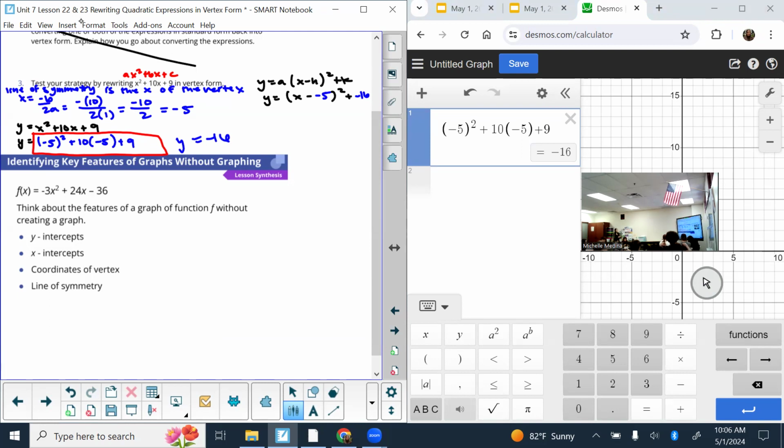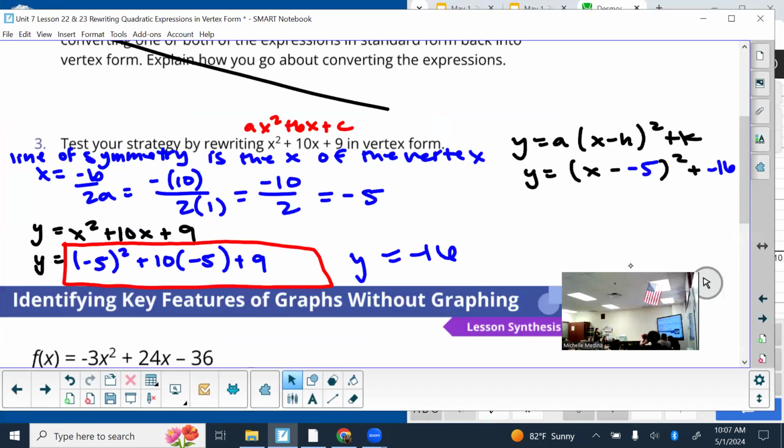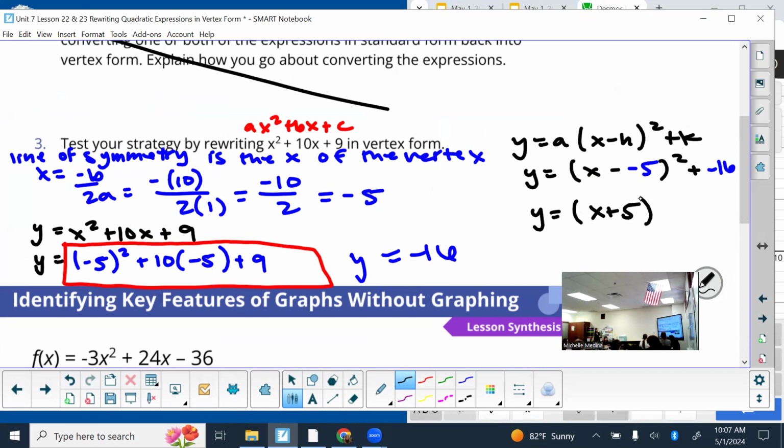So then I'm just gonna clean up these redundant symbols. What happens when you have a double negative? So in my final answer, it will be x plus 5 in parentheses squared. And normally we don't write plus a negative. Normally we just write minus whatever. This is my final answer from standard to vertex.